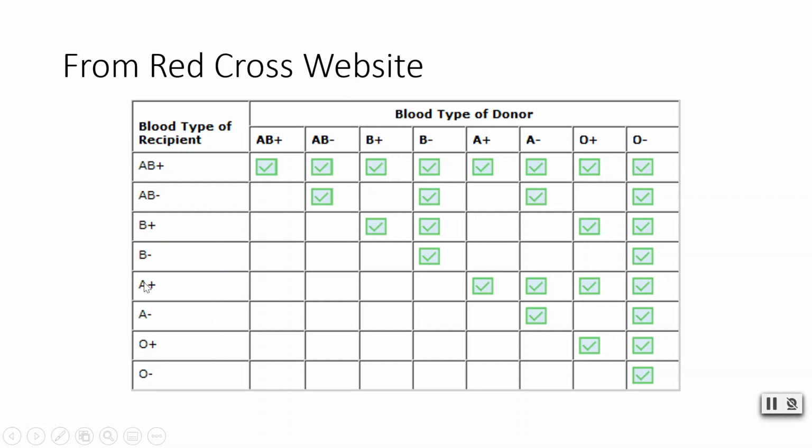So if your recipient is A positive, and your donor is A positive, then that's no big deal. But if your patient is A negative, notice that they cannot receive from an A positive donor. But if your recipient is A positive, they could receive from an A negative donor. Things are getting complicated. So why would that be the case? If you are A negative, your body would not recognize the Rh factor, would not recognize that Rh antigen, so you would not be able to receive blood from an Rh positive donor.